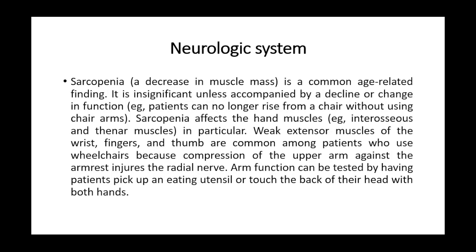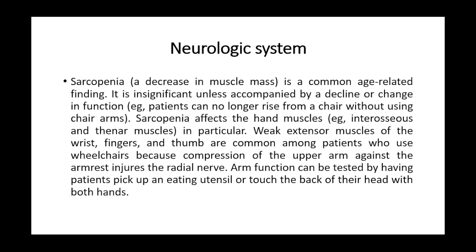Sarcopenia is a common age-related finding. It is insignificant unless accompanied by a decline or change in function. Sarcopenia affects the hand muscle, in particular. Weak extension muscles of the wrist, fingers, and thumbs are common among patients who use wheelchairs because compression of the upper arm against the armrest injures the radial nerve.